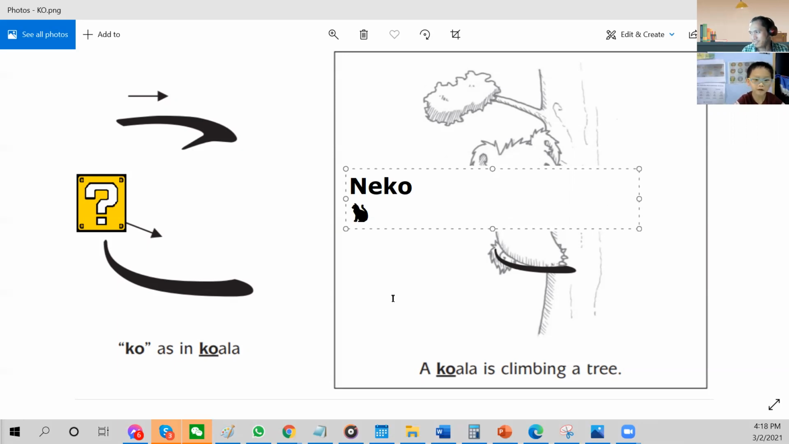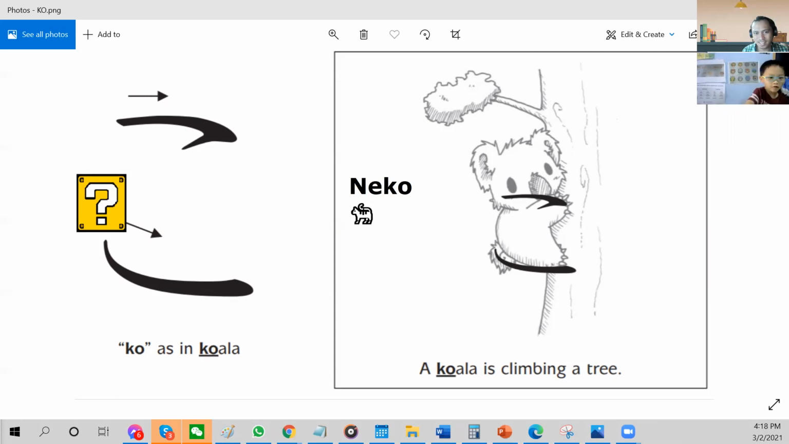What about Lego? Neko is cat. Okay, let's write now. Ichi. Ni. Then ichi, ni. But what about neko? Neko is cat. Do you like cat? Yes. It's a cat. Can you say neko? Neko is cat. What about fat cat? Fat cat.